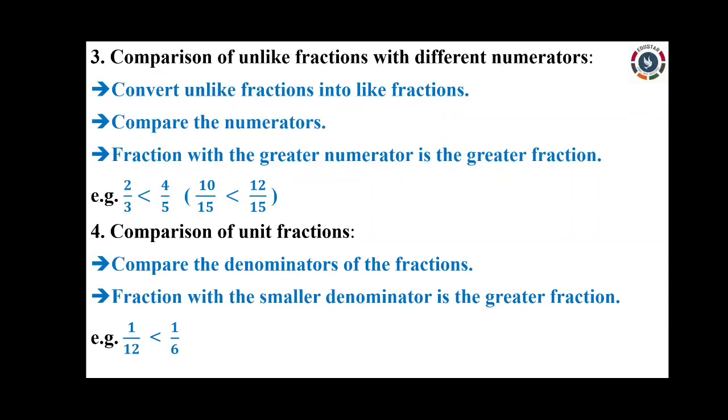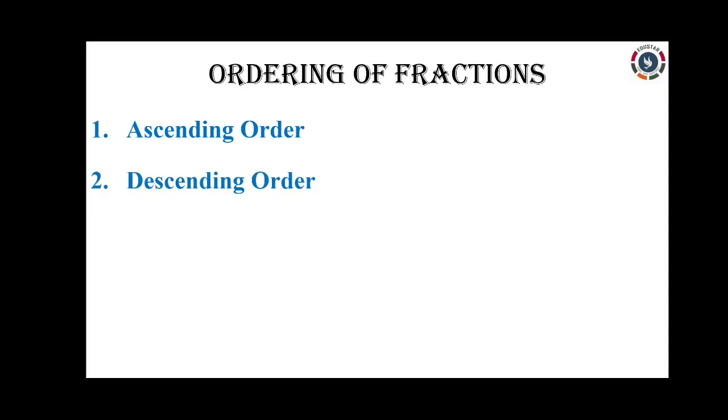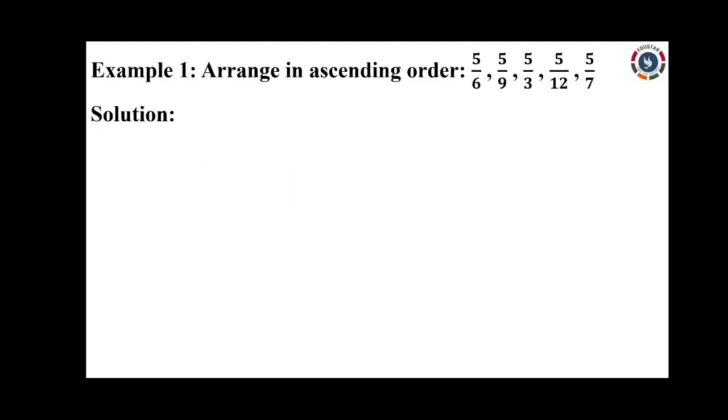I hope, students, now you have understood well about comparison of fractions. Next we are going to see about ordering of fractions. There are two types, ascending order and descending order. Ascending order means arranging the fractions from smaller fractions to greater fractions. Descending order means arranging the fractions from greater fraction to smaller fraction. Let us see this with an example.